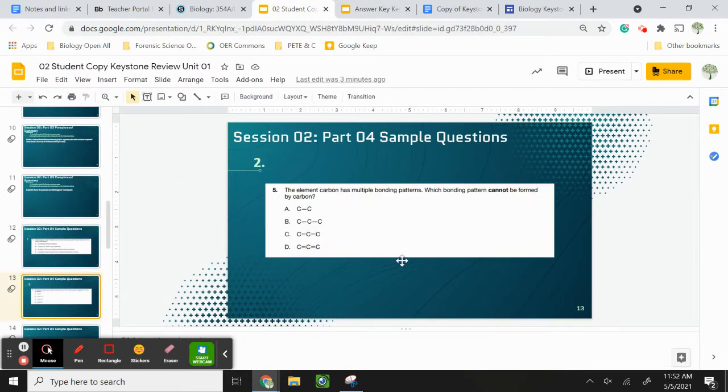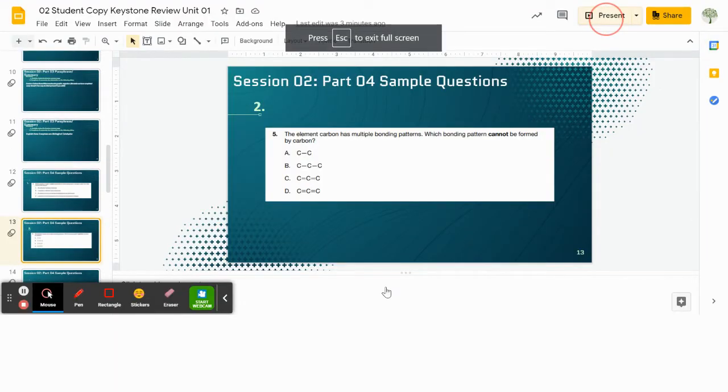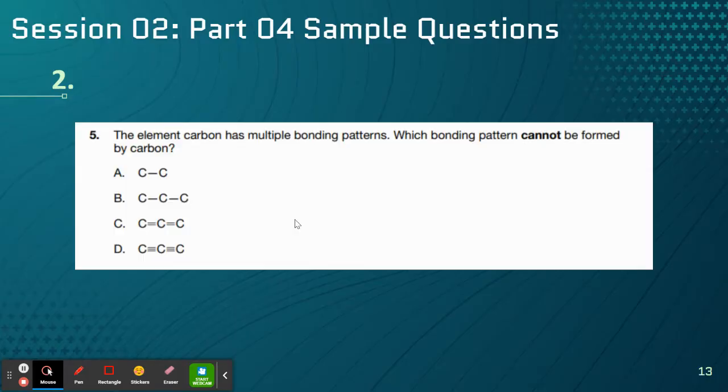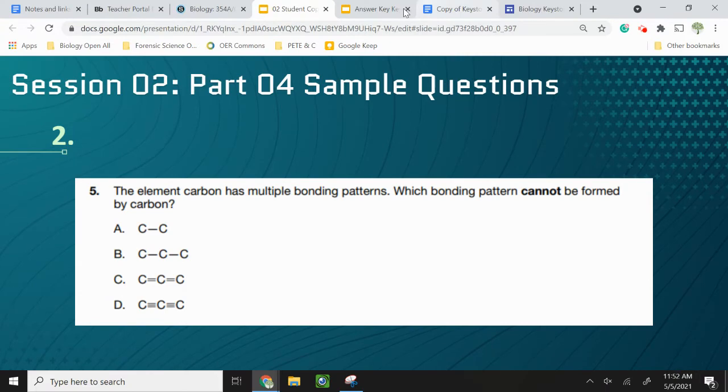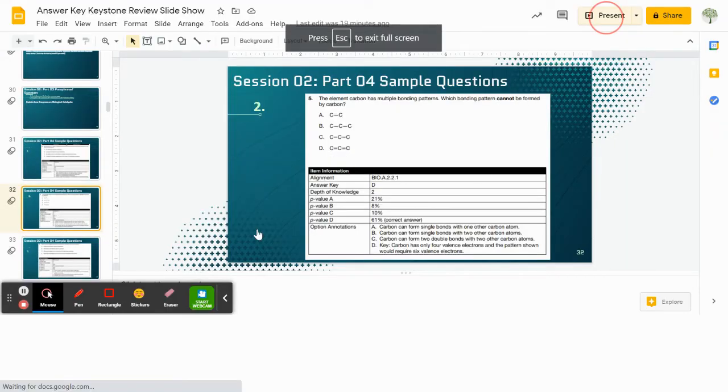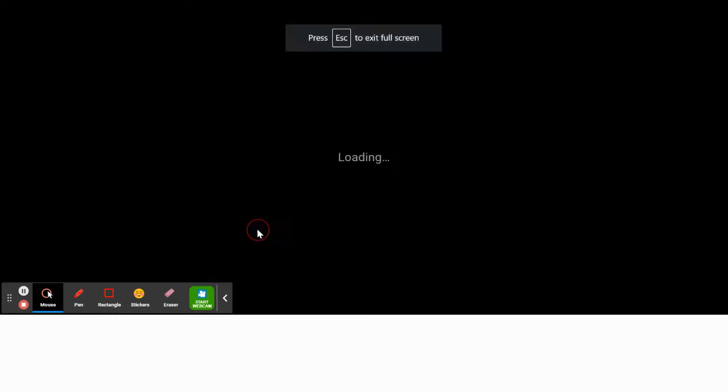The element carbon has multiple bonding patterns. Which bonding pattern cannot be formed by carbon? So looking at these different bonding patterns for carbon molecules, which one could not happen? Which one could not be formed by carbon? And this is a tough one because it's one of those little minuscule details of carbon that you needed to remember. But the correct answer is D.